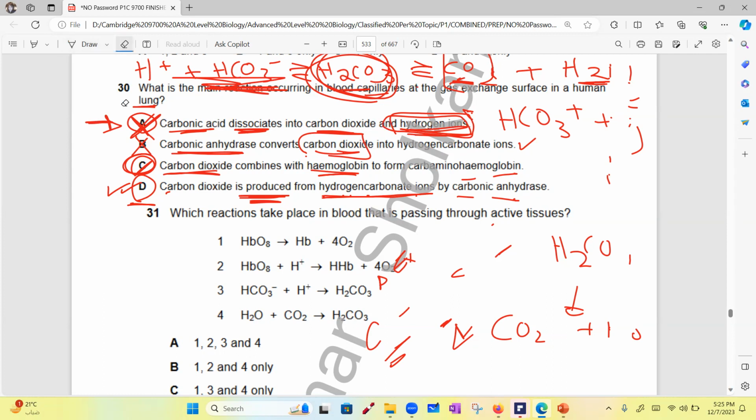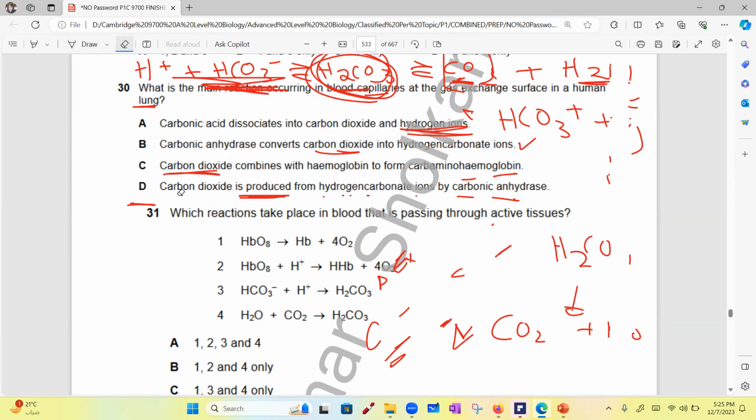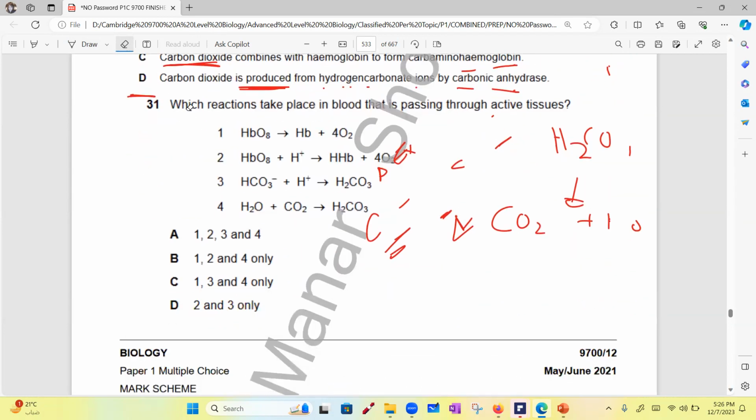Some questions are much more difficult than others. Carbon dioxide is produced from what? From the hydrogen carbonate ions. The hydrogen carbonate ions are here. It will give me carbonic acid, that will give me CO2 and water. Now 31, which reaction takes place in the blood that is passing through the active tissues? So here I am at the respiring tissues, I am not at the lungs.